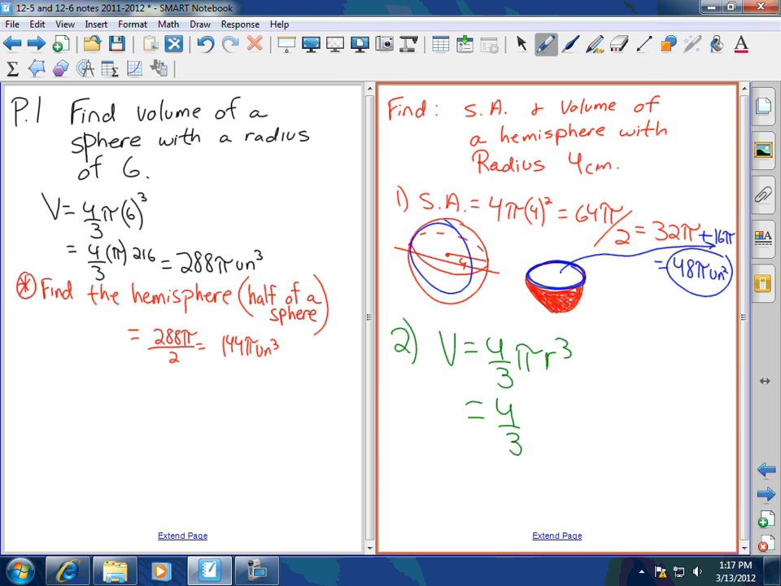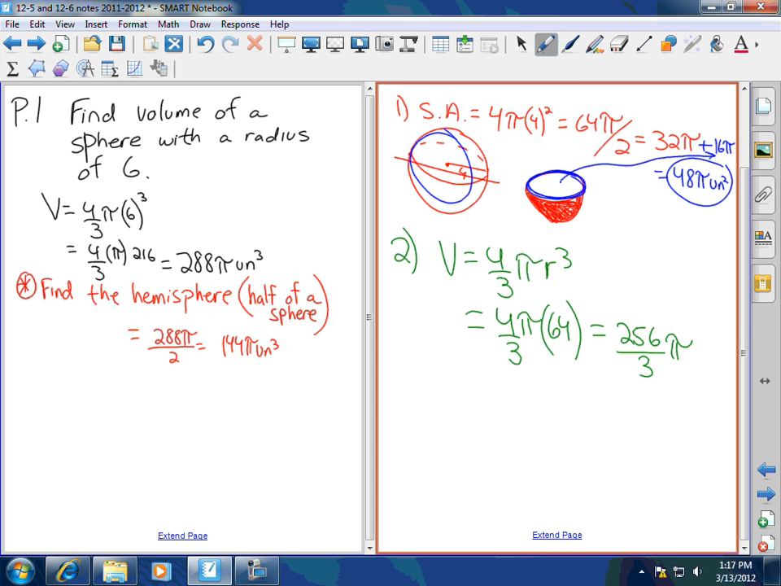So I got 4/3 times pi times r cubed, which is 64. And that's going to be 256, right? 256 pi over 3. Now, that's the whole volume. Now, to find the hemisphere, can I just simply divide this by 2? Heck yeah. So it'd be 256 pi over 6 units cubed. That would be the hemisphere.